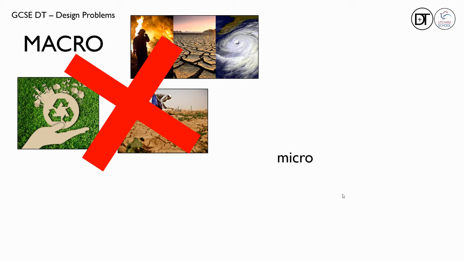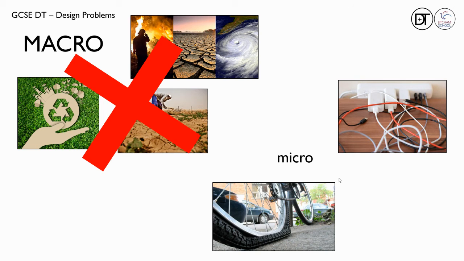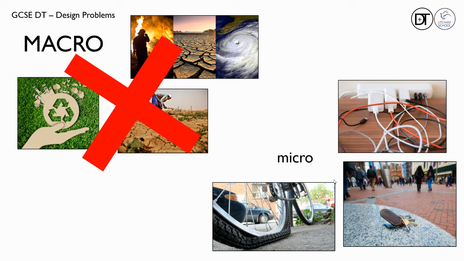What we need to look at is micro design problems, small scale, things like cables getting in an untidy mess, things like getting a puncture on your bicycle, things that happen to everybody every day, losing your keys. Micro problems that you have a chance of solving or coming up with a solution that helps. These are the things you need to focus on. Little, small scale problems, not giant problems.